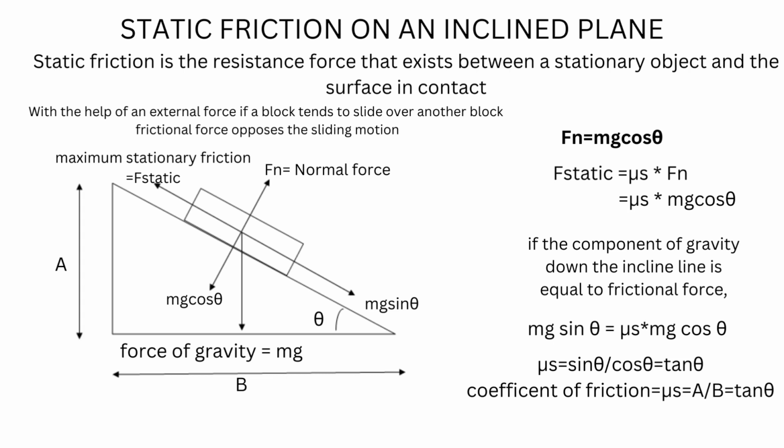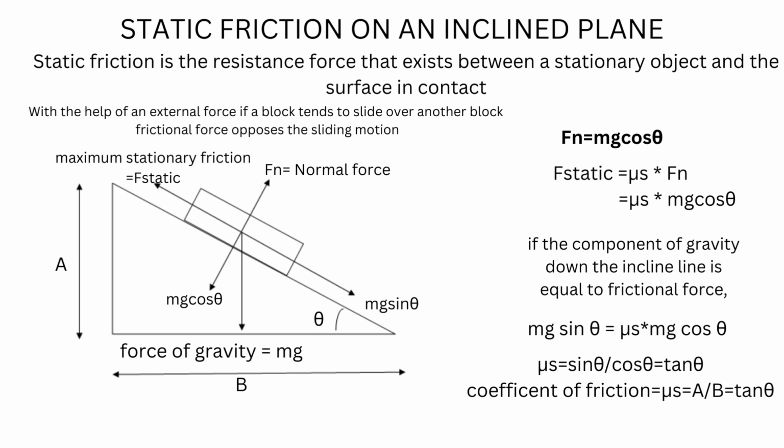So static friction, as you know, is a resistant force that exists between a stationary object and the surface in contact. The object is stationary. So the formula here you can see Fn equal to, you can resolve it into components. The mg sin theta is the horizontal component, mg cos theta is the vertical component.